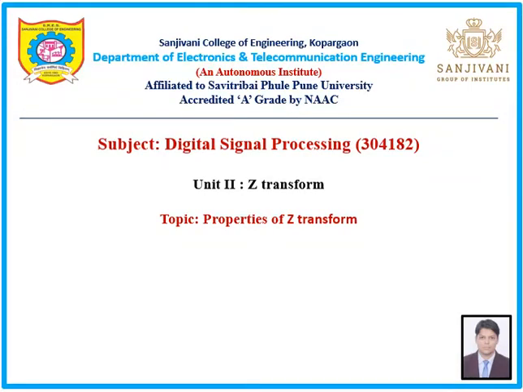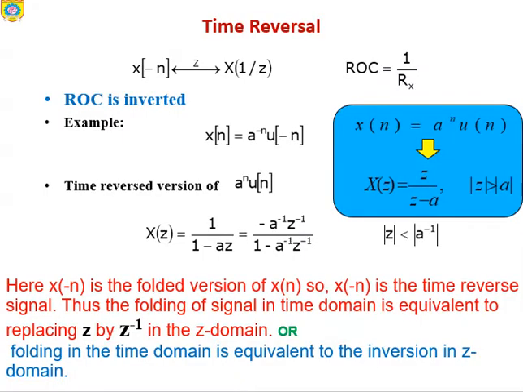In this course today we are going to discuss unit number 2, that is Z transform. So let's see the properties of the Z transform. This is the next property, that is the time reversal property of the Z transform. In case of the time reversal property, the statement is quite simple to understand. In this case, x of minus n will have the z transform x of 1 by z.